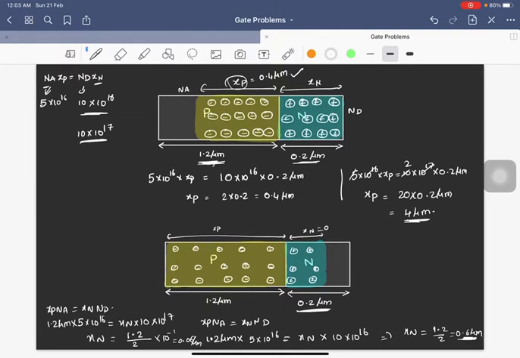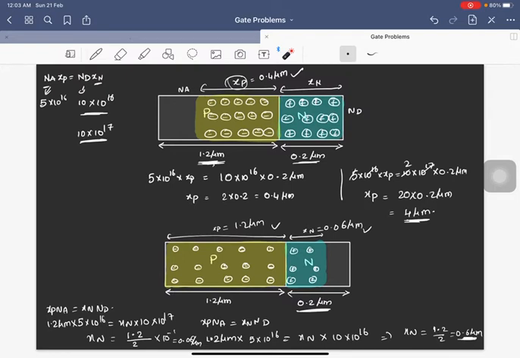So xn is 0.06 micrometer and xp is 1.2 micrometer. So this is satisfied. There is no contradiction right here. Okay, so the entire answer, or the situation, depends upon the doping values Na and Nd. Okay, remember that.